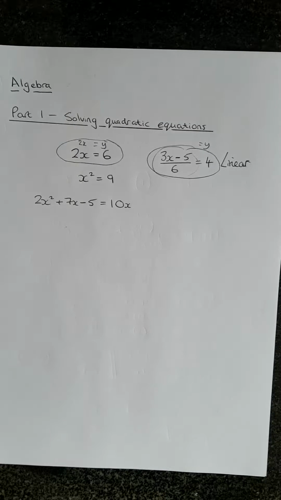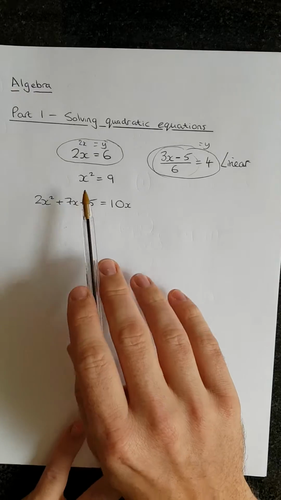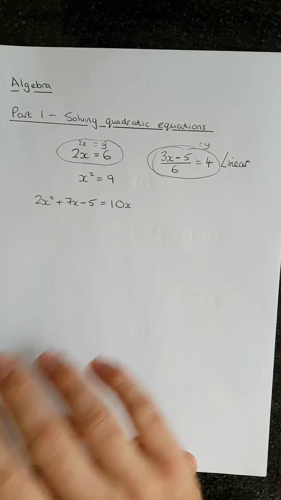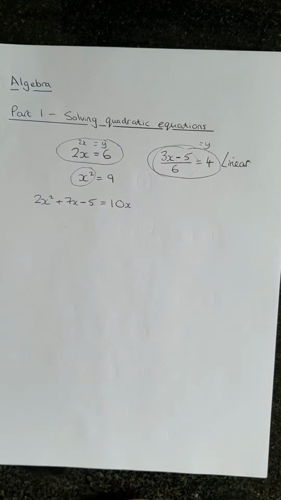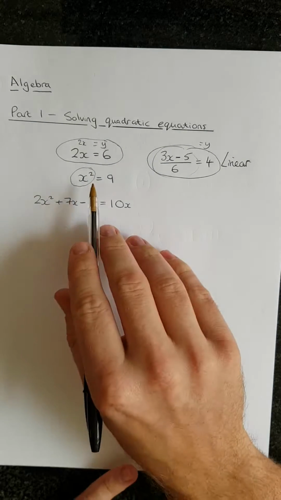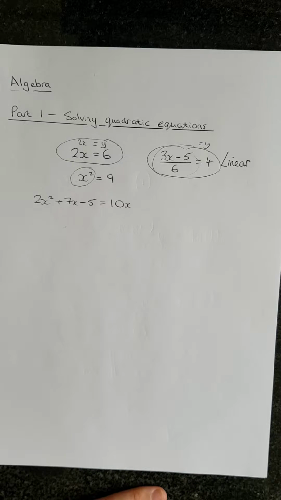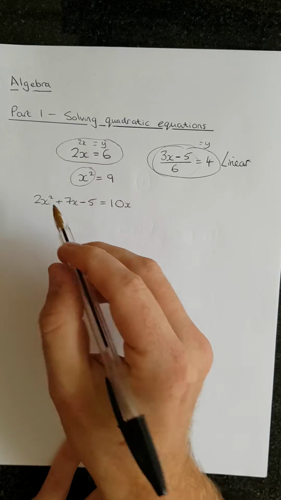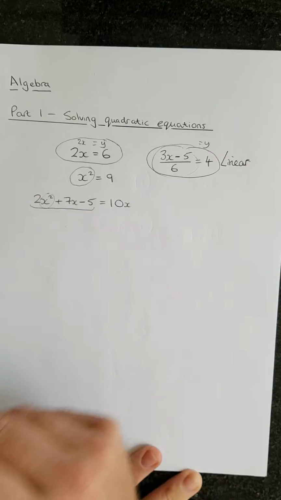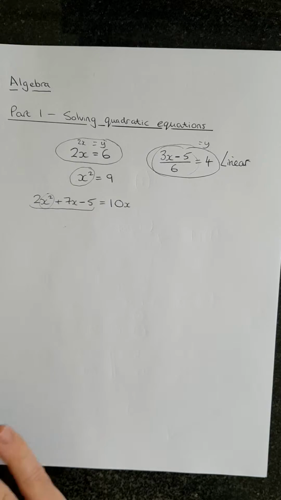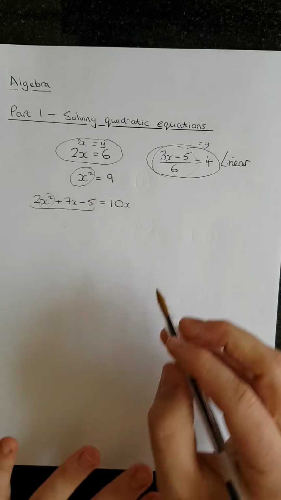Well, first off, we need to define what a quadratic equation is. Well, this is a quadratic equation. This expression has a highest power of 2, and it's equal to something. Therefore, it's a quadratic equation. You can see here another expression that's equal to something that has a highest power of 2. Therefore, it's a quadratic equation.